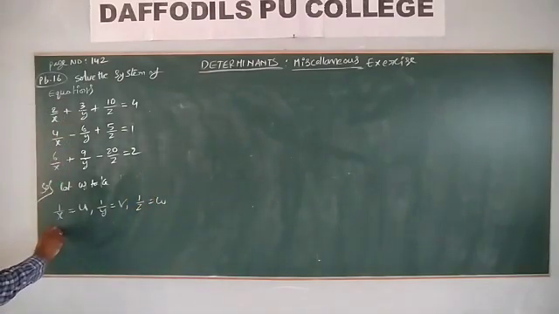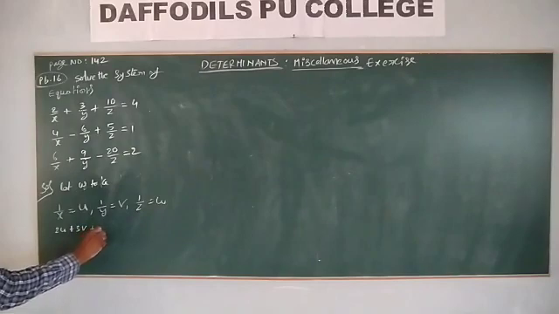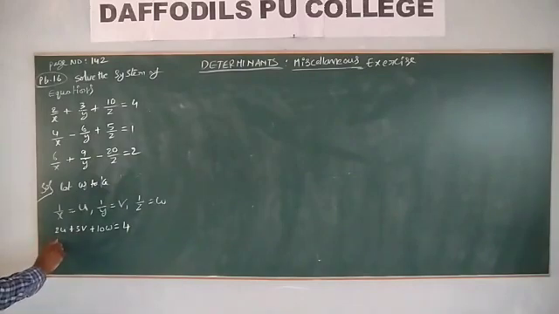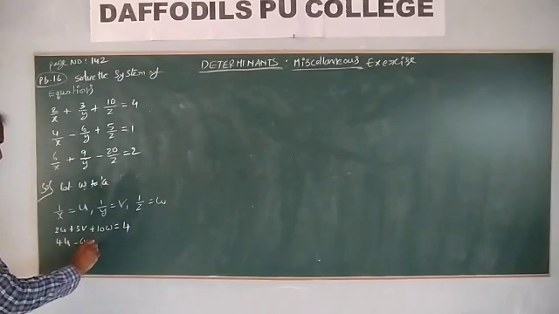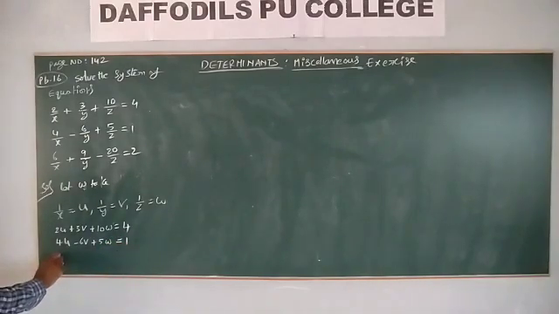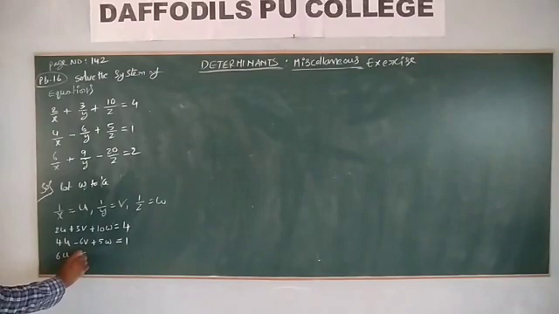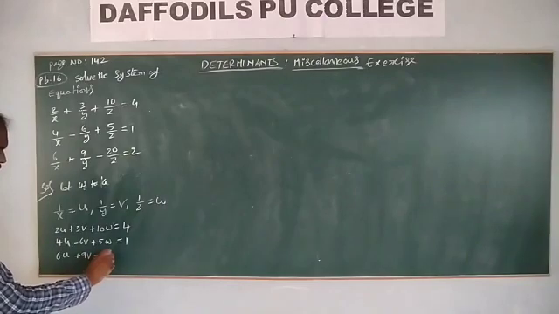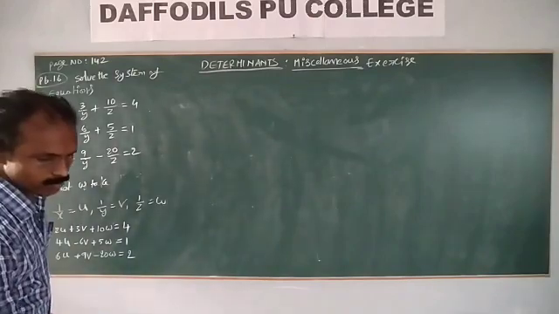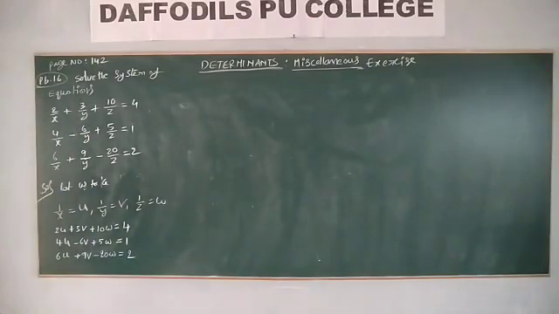Okay, now convert the equations. 2u plus 3v plus 10w is equal to 4. 4u minus 6v plus 5w is equal to 1. 6u plus 9v minus 20w is equal to 2.